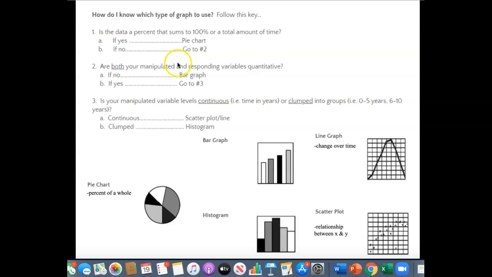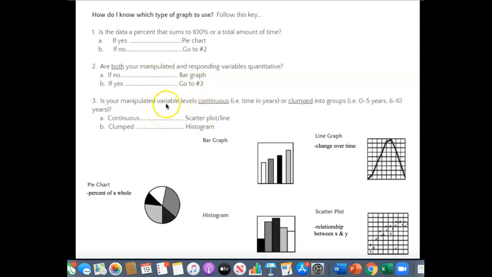Are both manipulated and responding variables quantitative? Are they numbers? If they're not numbers, like one is a description, like let's say instead of changing the amount of water, I was just doing descriptive temperatures, not actual temperature, but more like cold water, room water, and hot water, or cold, warm, hot. Those descriptions mean that you're using words, and I didn't actually put a thermometer in. It was more subjective. And so then I would use a bar graph. If you are using quantitative data, numbers for both, then you'll choose a different graph.